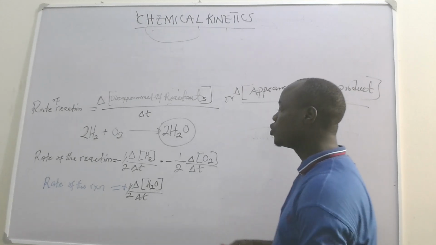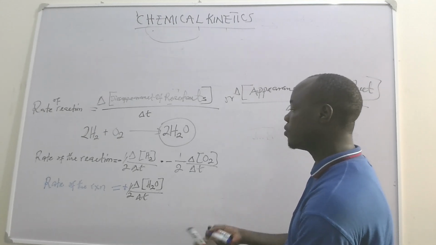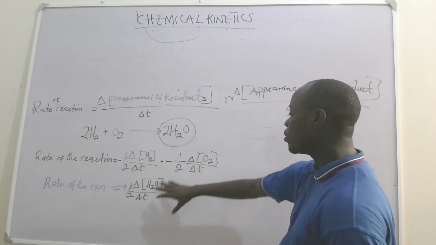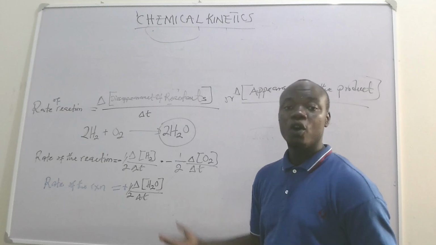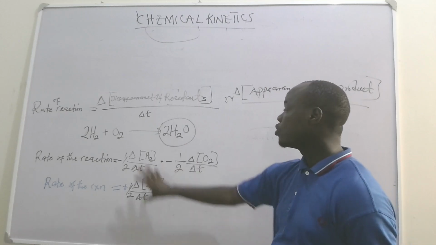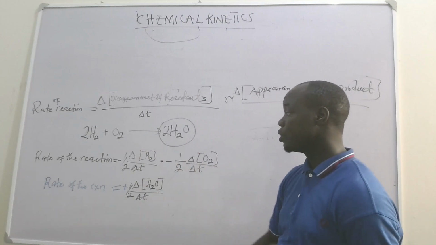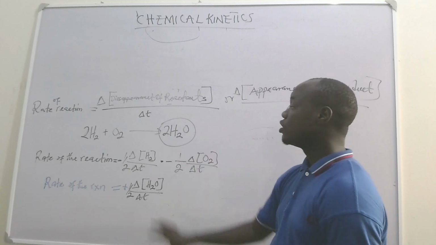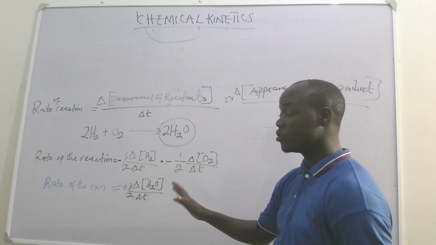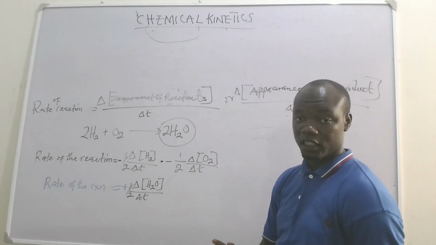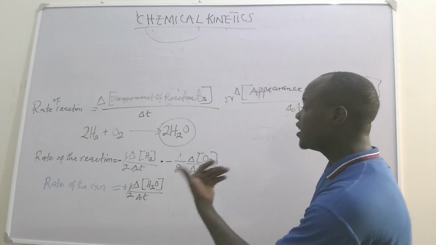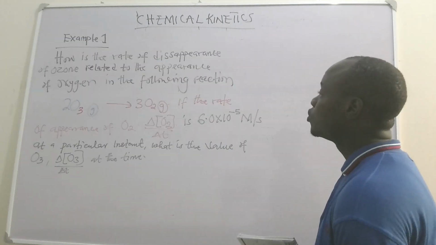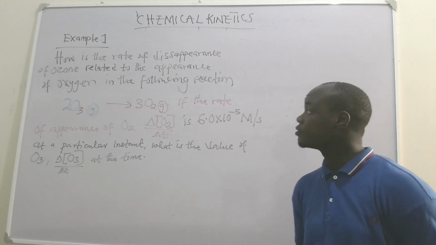So it means that when you want to measure the rate of the reaction, you can do so by measuring the appearance of the product, which is always positive, or the disappearance of the reactant, which is always negative, because the reactants are decreasing while the products are increasing. So this is how to measure the rates of the reaction. Let's now look at another example.